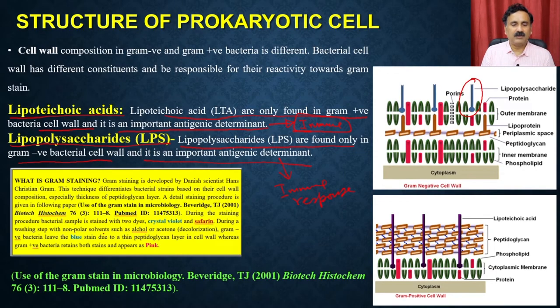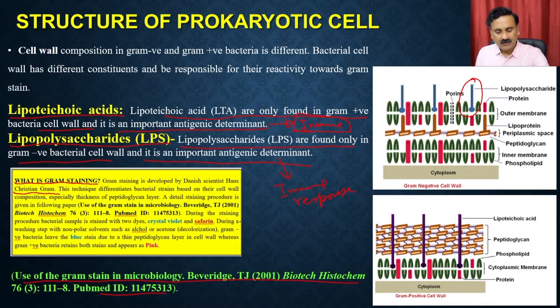I have just given you a write up so that if you are interested, you can read about gram staining. Gram staining was developed by a Danish scientist called Hans Christian Gram. And as I said, gram-positive bacteria take up the gram stain, whereas gram-negative bacteria do not take up the stain. If you are interested in reading more about gram staining, you can go through this publication, as well as the small write up I have given you.